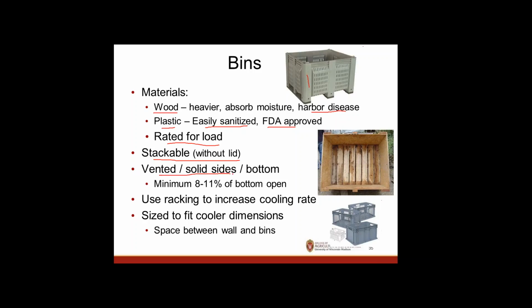So we've already talked about the slots in there. So here's an example of a bin with about 10% slots in the bottom of it. The other thing we can do is use racking to increase air flow rate or heat exchange rate.